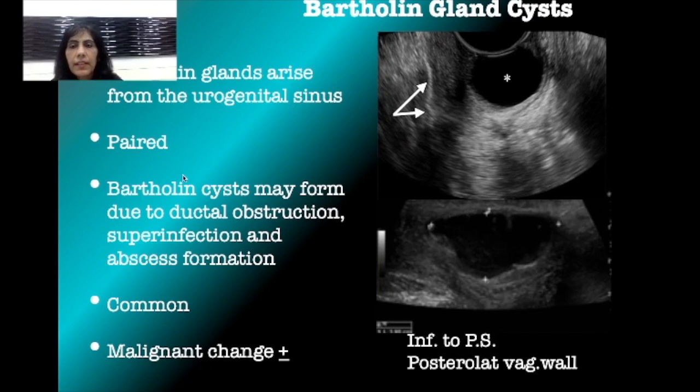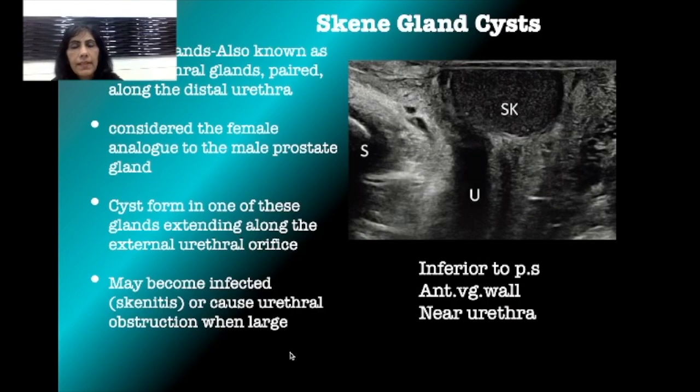They are paired, and Bartholin cysts may form due to ductal obstruction, superinfection, and abscess formation. They are common. Malignant change may be there. These are just additional things.